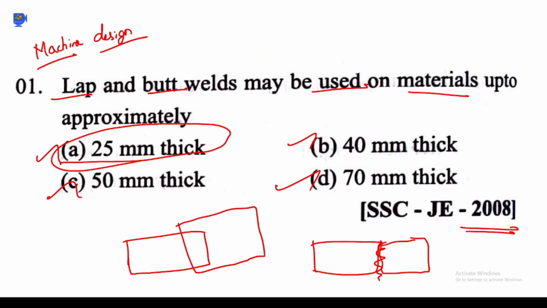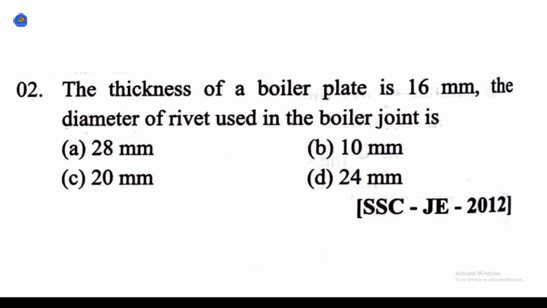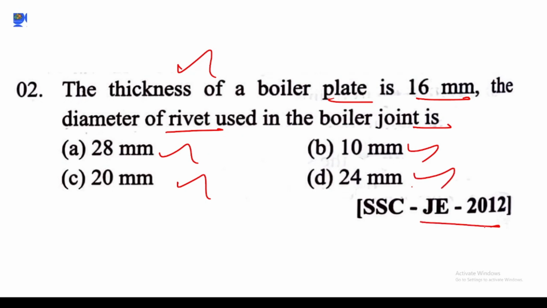So let's move on to the next question. The thickness of the boiler plate is 16 mm, and the diameter of the rivet which is used in the boiler joint is. You have been given four options. Option A 28 mm, option B 10 mm, option C 20 mm, and option D 24 mm. The question was asked in the year 2012.